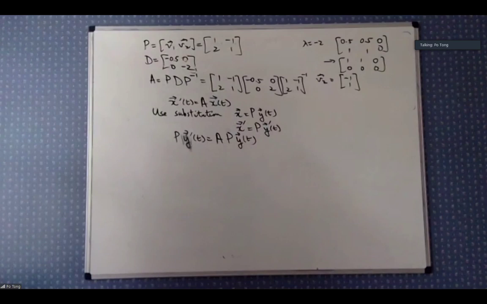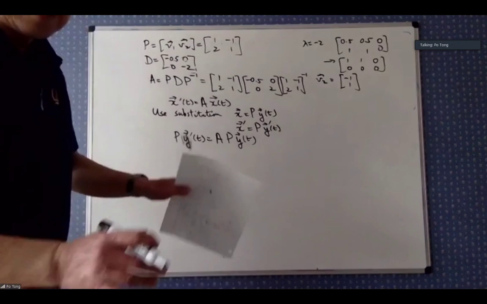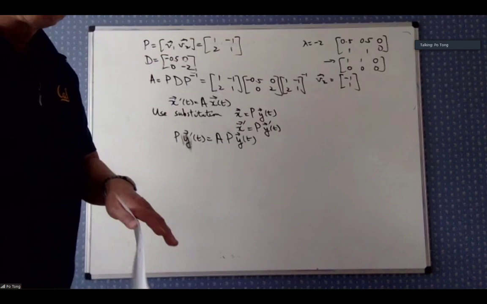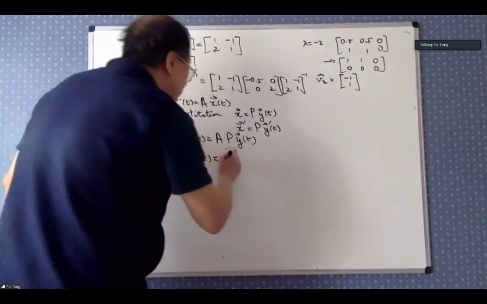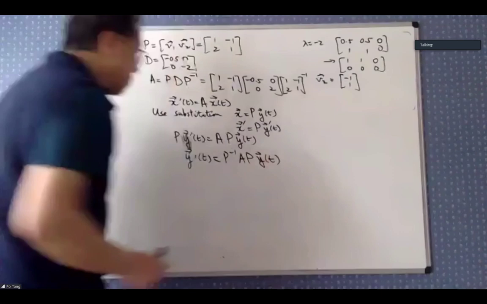Are you still with me? You guys understand what I did? It's doing a substitution, kind of like the u substitution in Math 252. Now let's look at this. Now Y prime of t is going to be equal to P inverse A P Y of t.